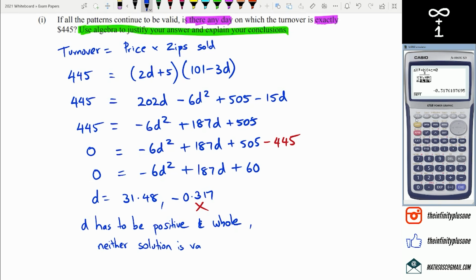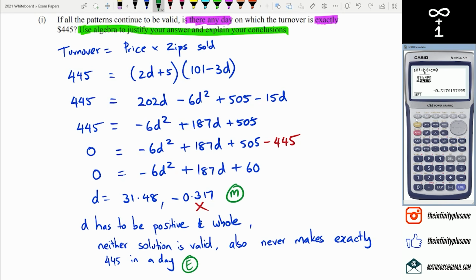Which also means she never makes exactly $445 in a day. So that part is really important as well. Grades wise, this gets you an excellence grade right at the bottom, the explanation. If you just find the value of D, that's going to give you a merit. Forms the correct equation for turnover, gets you an achieved. Right there, that's going to get you an achieved. All right, so let's go to the next part of this question.